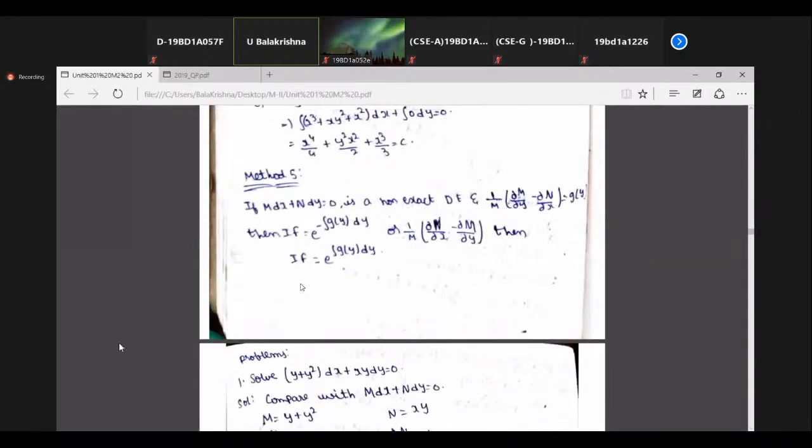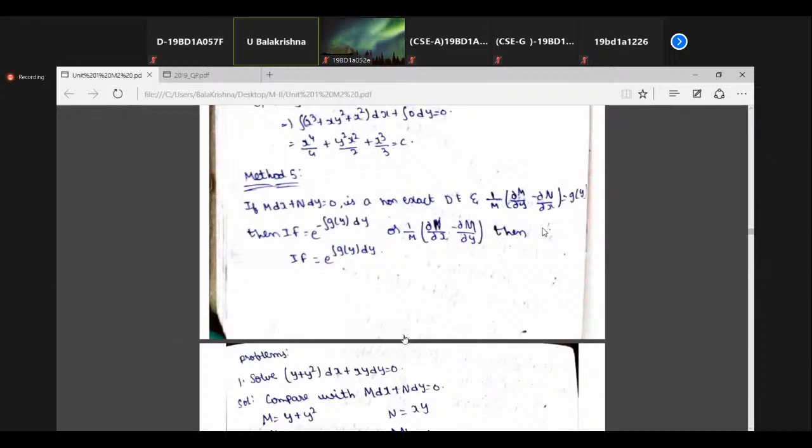If it is non-exact, non-homogeneous and cannot be expressed in the form of y into f of xy plus x into g of xy, and if you are unable to get purely a function in terms of x, then you should go for this next one, that is 1 by m into dou m by dou y minus dou n by dou x, and check whether it is purely in terms of y or not.